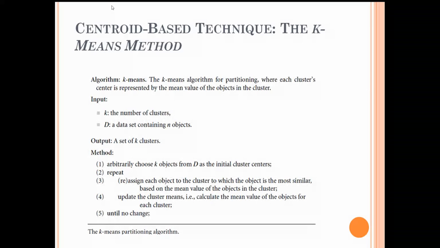Talking regarding this algorithm, this is the algorithm of the k-means method. It says the k-means algorithm for partitioning, where each cluster center is represented by the mean value of the objects in the cluster. Talking regarding the input parameters, one will be the number of clusters, that is, how many clusters we have to make, which equals k, whereas D is a data set containing n objects. What will the output be? The output will be a set of k clusters. What is the method? It says arbitrarily choose k objects from D as the initial cluster centers. Then it will repeat the process. We will reassign each object to the cluster to which the object is the most similar.